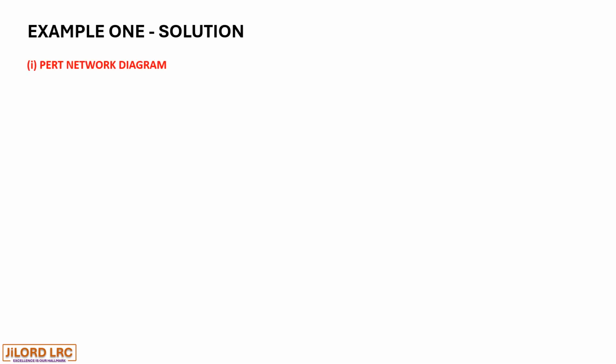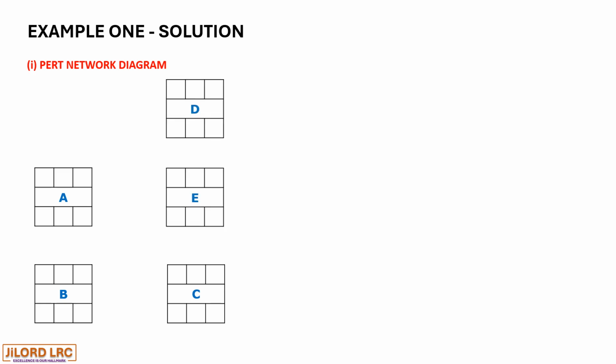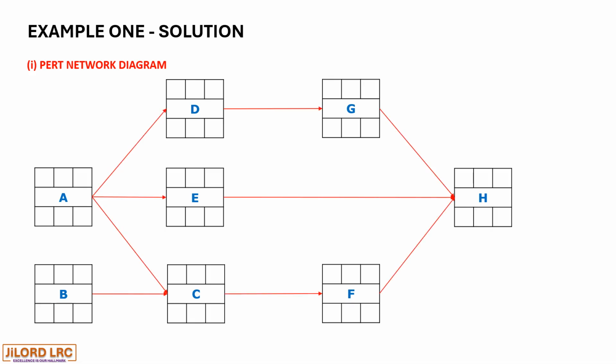So, the PERT network diagram. We have activity A, activity B. Because activity A and B are starting activities, but activity C is preceded by activity B, then D, E, F, G, and H. So we'll draw the linkages, and this is how our PERT network diagram looks.